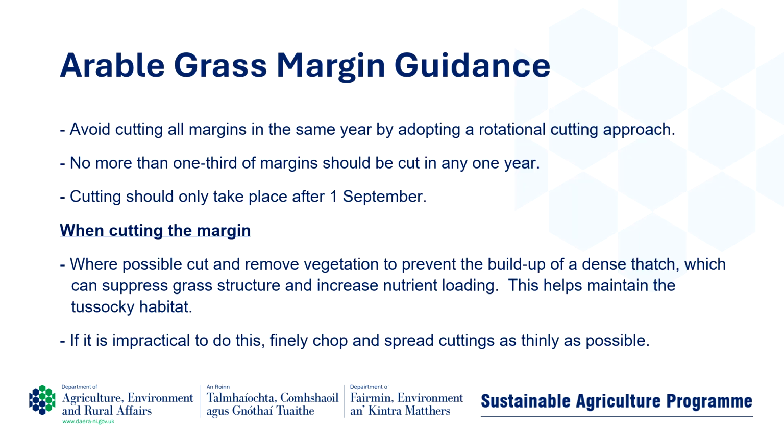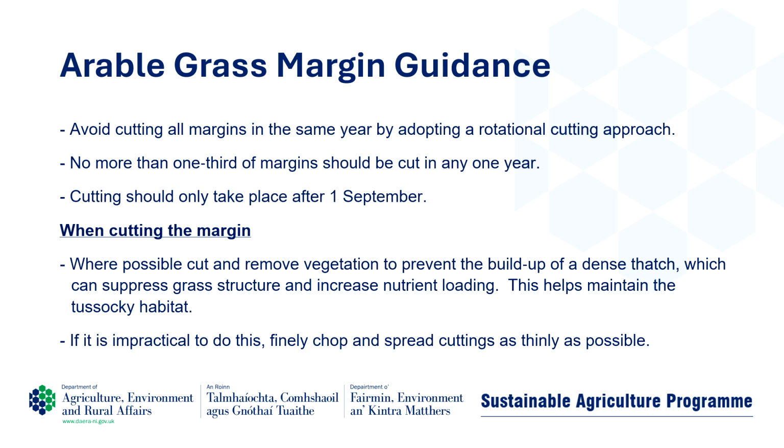To ensure continued habitat availability for invertebrates and small mammals, avoid cutting all margins in the same year by adopting a rotational cutting approach. As a guide, no more than one-third of margins should be cut in any one year, and cutting should only take place after the 1st of September. This creates a 3-year rotation, helping to retain long undisturbed tussocks while still preventing scrub encroachment.